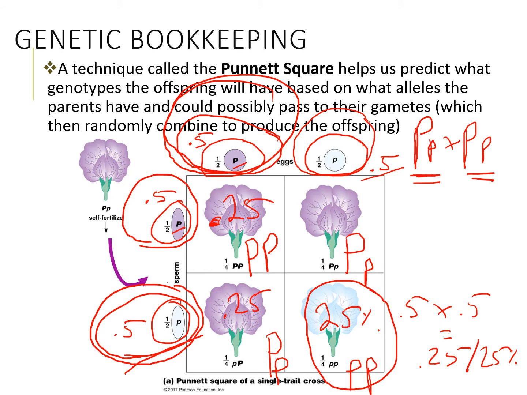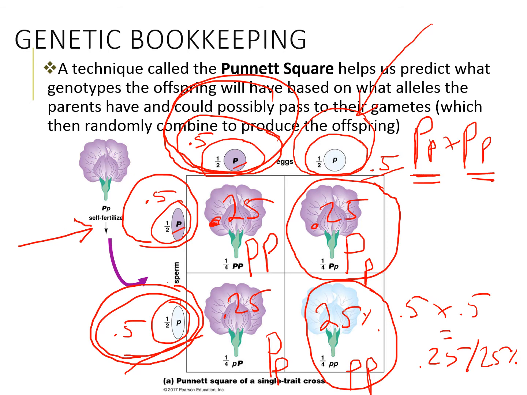But now there's another way that we could get a heterozygote. So top right square here, the other way is just that the other parent, so this parent instead gives a big P, and this parent instead gives a little p. So that's the second way we can get a heterozygote. So again, 0.5 times 0.5 is 0.25, or 25%. 25% plus 25% is 50%.